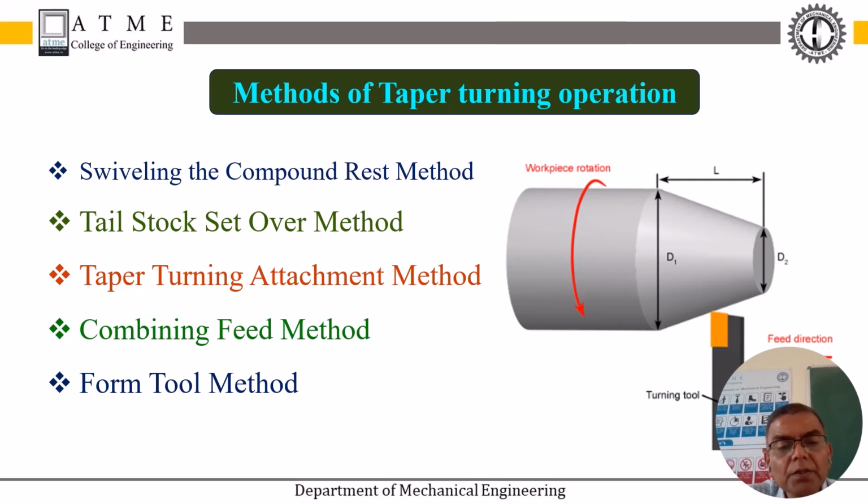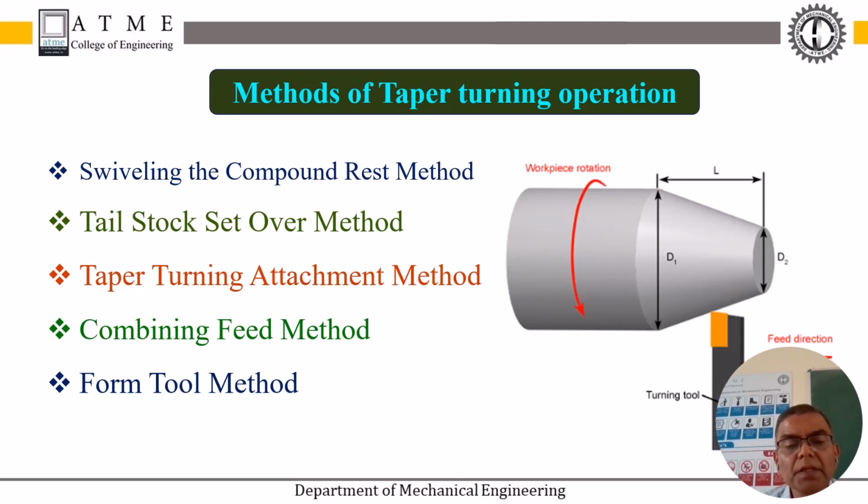Another method to create the taper surface is the tailstock setover method. In this method, the tailstock is shifted by a specified number of millimeters, thereby creating the taper surface on the workpiece. Preferably, this tailstock setover method is used for a smaller taper angle with a longer taper length. In such cases, this tailstock setover method can be recommended.